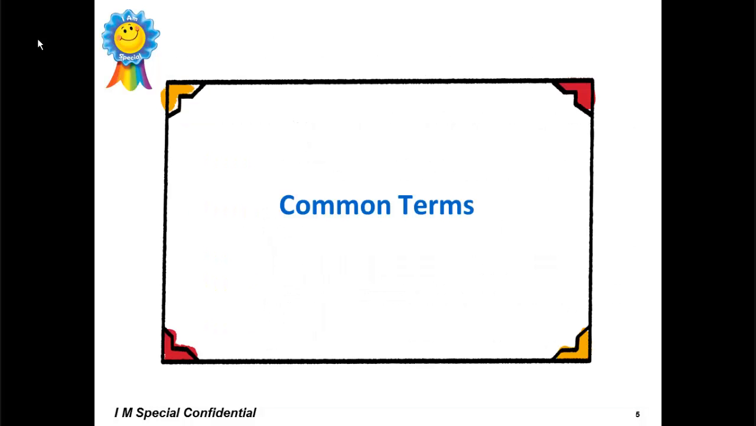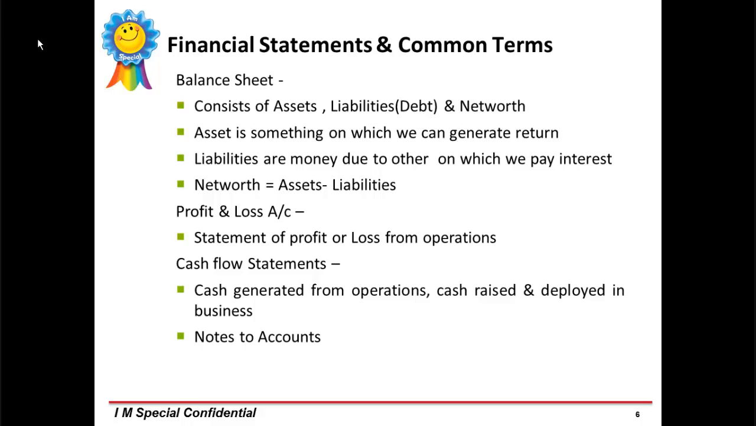Now before going further, let us see few common terms which we'll use again and again in this presentation. Any financial fundamental analysis would involve reading various financial statements. Three would be balance sheet, profit and loss account, and cash flow statement. Balance sheet would consist of assets, liabilities, and net worth. Asset, as we all know, is something on which we can generate a return. So in case of a manufacturing company, the plant and machines, land and building, etc. would be asset, because you can use the machines for productive purpose and generate return.